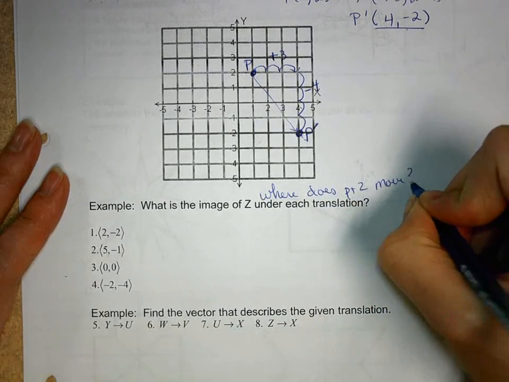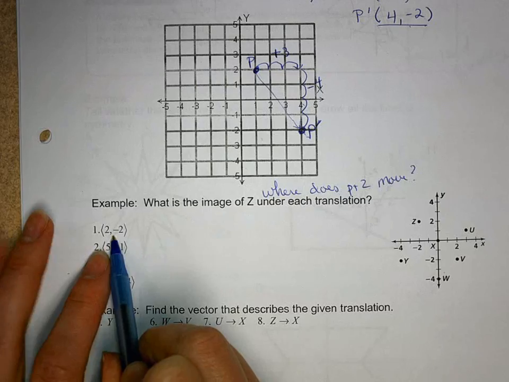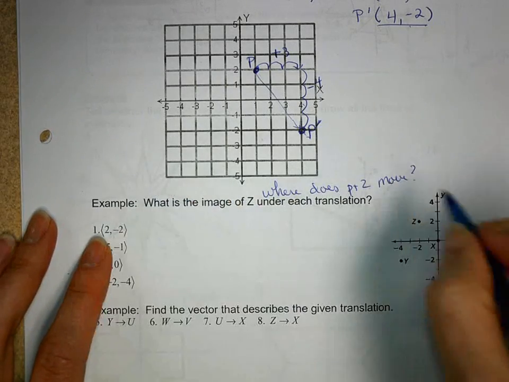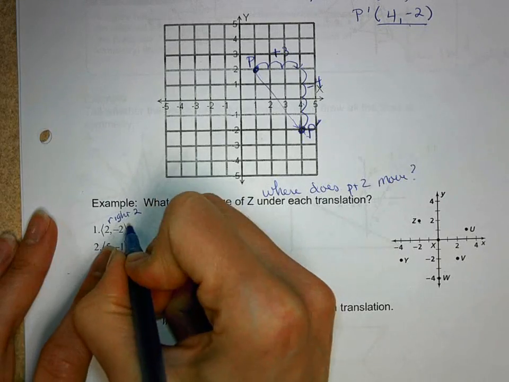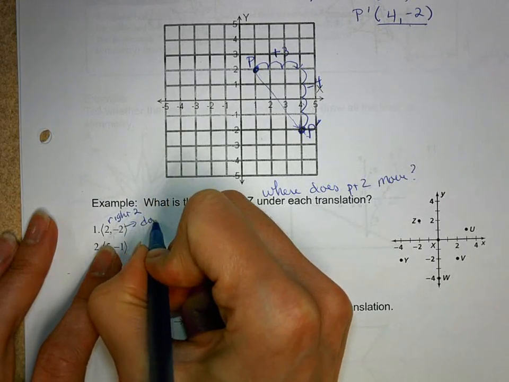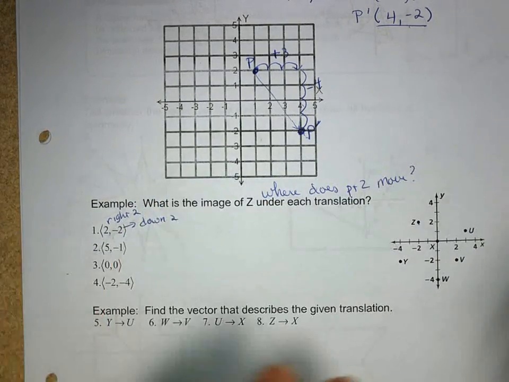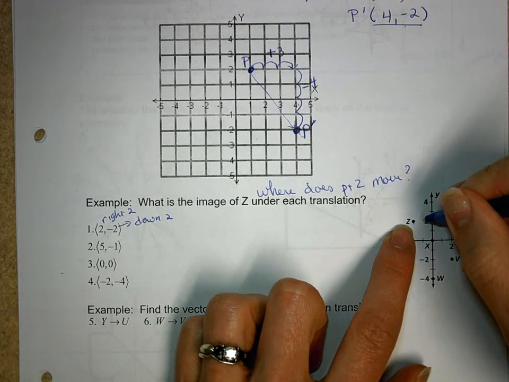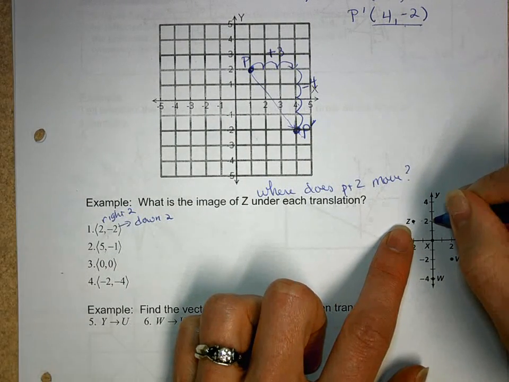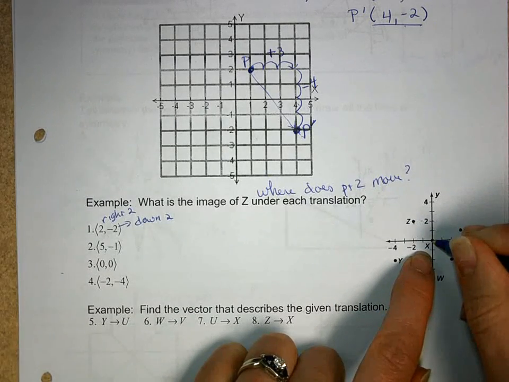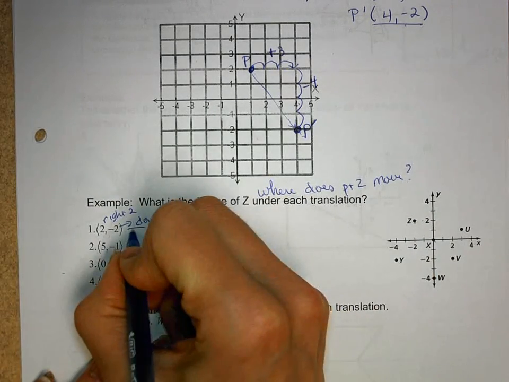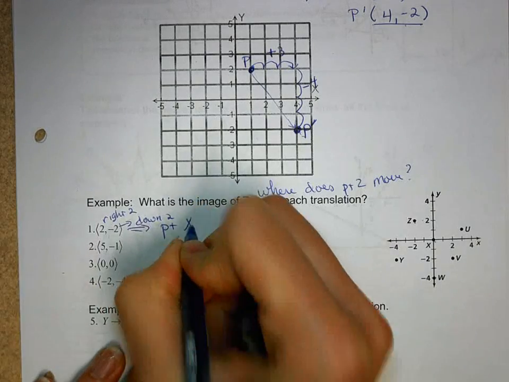Okay? So if I do this one on here, what does that tell me to do? If I start at point Z, which is over here, I got to go to the right 2, and then I got to go down 2. So I start at Z and I go to the right 2, 1, 2. Then I go down 2, 1, 2. Where do I land? I land on point X.